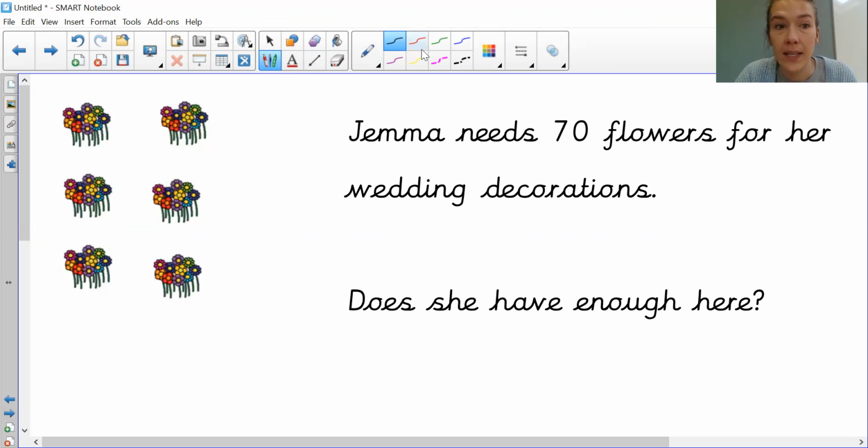Next question, we have got flowers. So Gemma needs 70 flowers for her wedding decorations. Does she have enough here? Right, so we've got 1, 2, 3, 4, 5, 6 lots of 10. If you count up 6 lots of 10, so 10, 20, 30, 40, 50, 60, no, she's not going to have enough. She needs 10 more. So no.